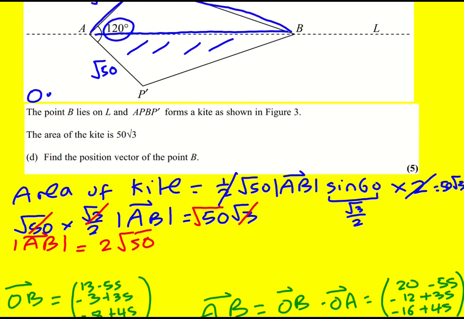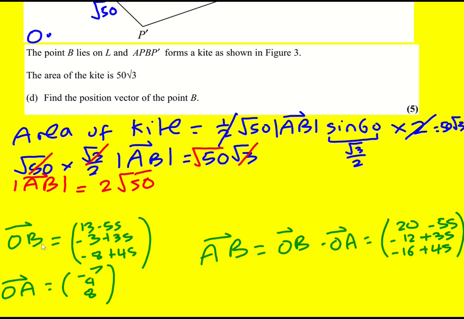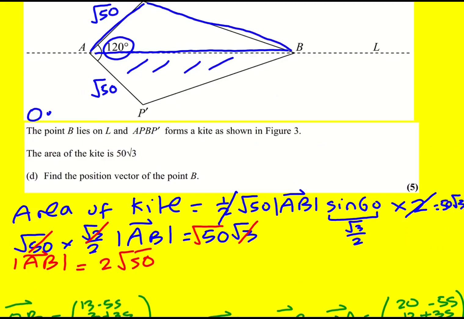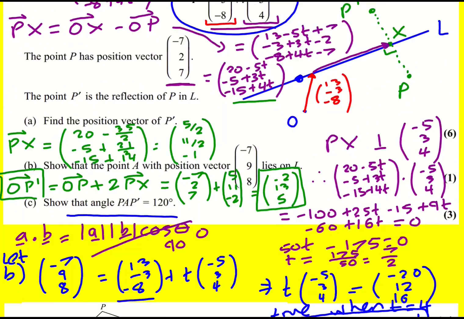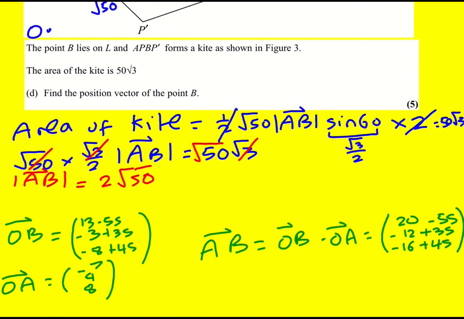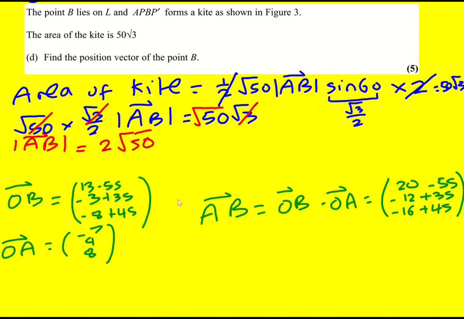What I looked at was writing down the vector OB. It's just in terms of S, rather than T. This comes from my original equation. I know that B is on the line, so I've done a very similar thing to what I did with OX, but I've decided to give it a different name, S instead of T. We then know that OA is this position vector, and I can work out AB by subtracting them. So I now have the vector AB in terms of S.